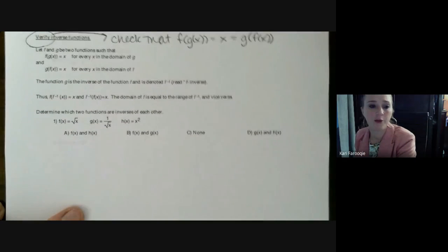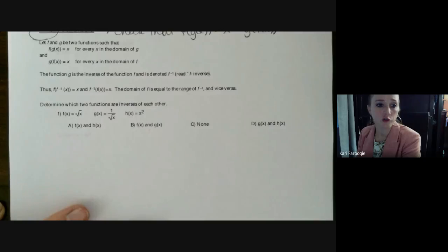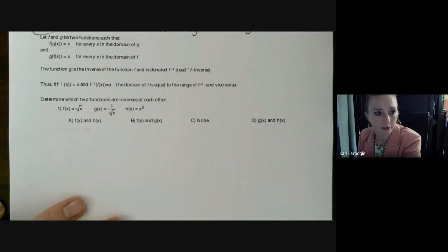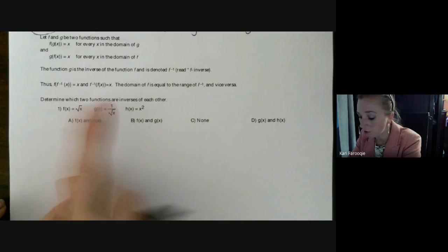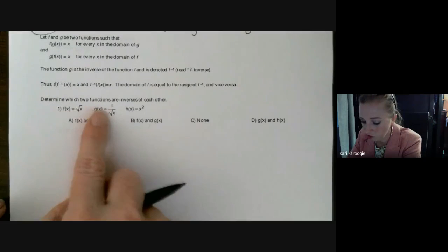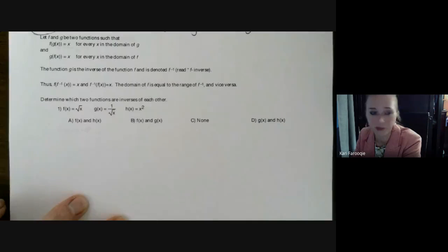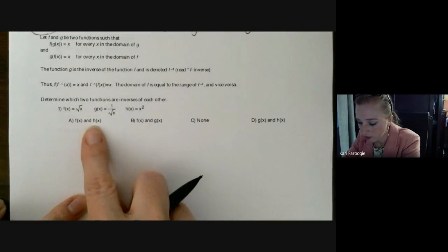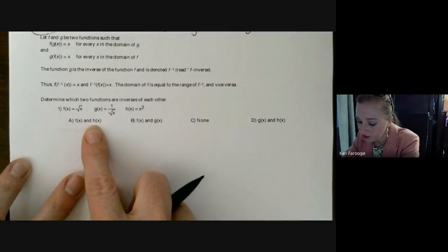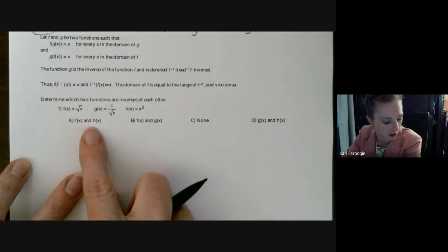Okay, so number one, determine which two functions are inverses of each other. We're going to do this by checking the composition and seeing which compositions give us x in both directions. So I need to find two functions such that, for instance, f of g equals g of f, and they're both equal to x. So first we're going to check f of x and h of x. Technically, we could pick either one because this is multiple choice, but we might as well work with the options that we have.